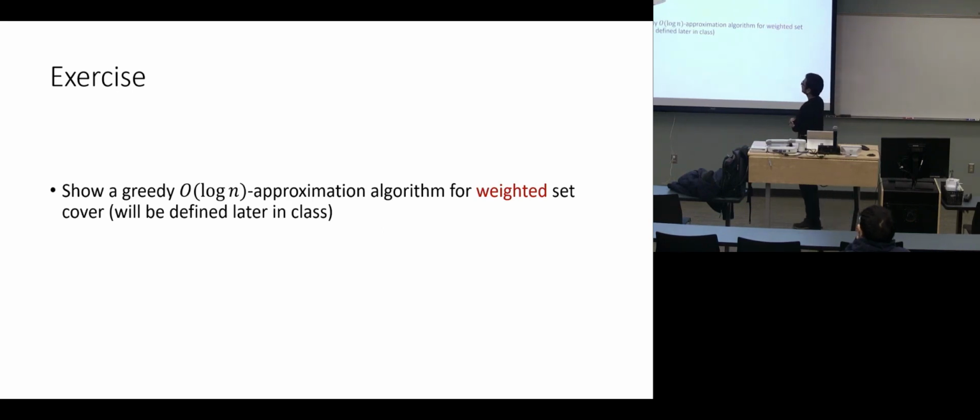But actually this greedy is quite robust. You can try to show that this greedy algorithm also gives a log n approximation in the weighted variant of the problem that we will see soon in this class. You can try to think about it after class. Okay. But you see you can get a greedy algorithm that works and gives you somewhat good approximation.